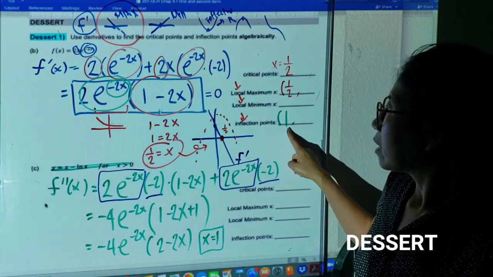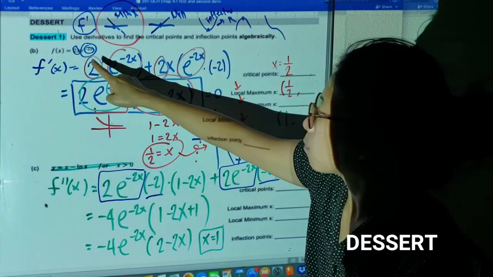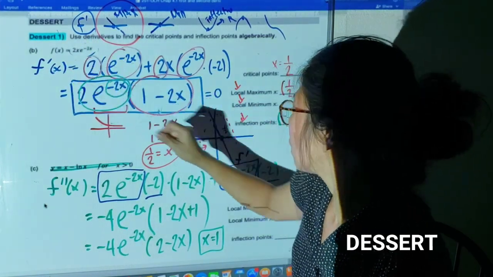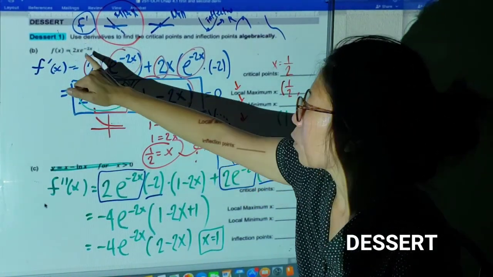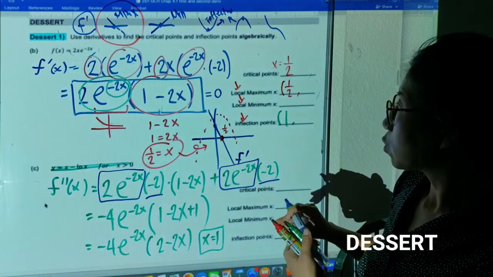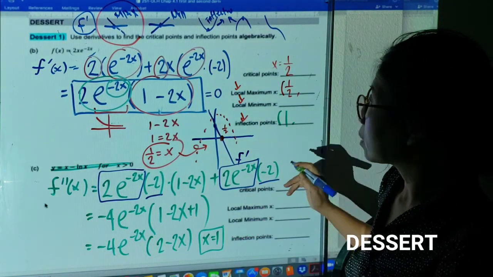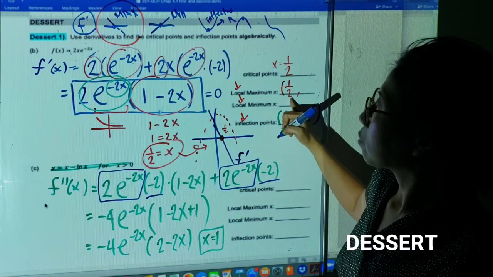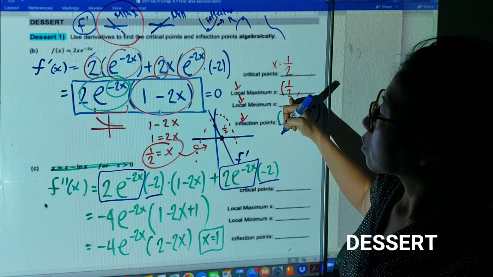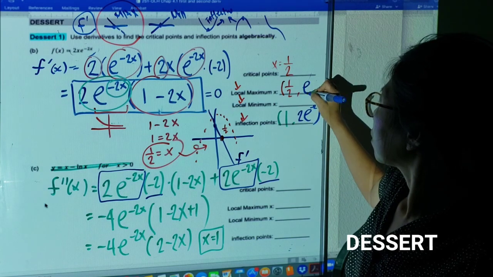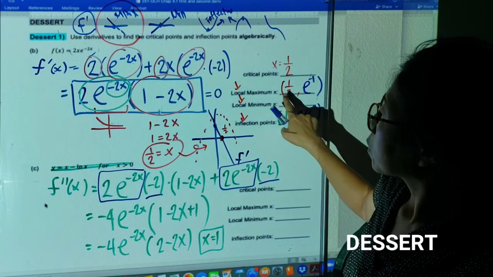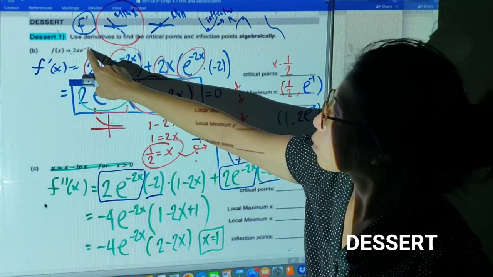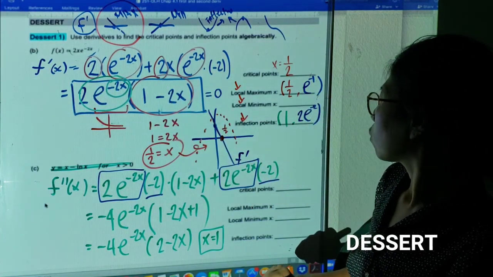So I got 1. Now I'm going to back substitute and plug it back into my original function. If I plug in 1, my inflection point is going to be 2 times e to the negative 2. And then if I plug in 1 over 2, that's going to be e to the negative 1. Do you agree? I substitute, 1 over 2 cancels out, 1 over 2 cancels out. So that's what I get.